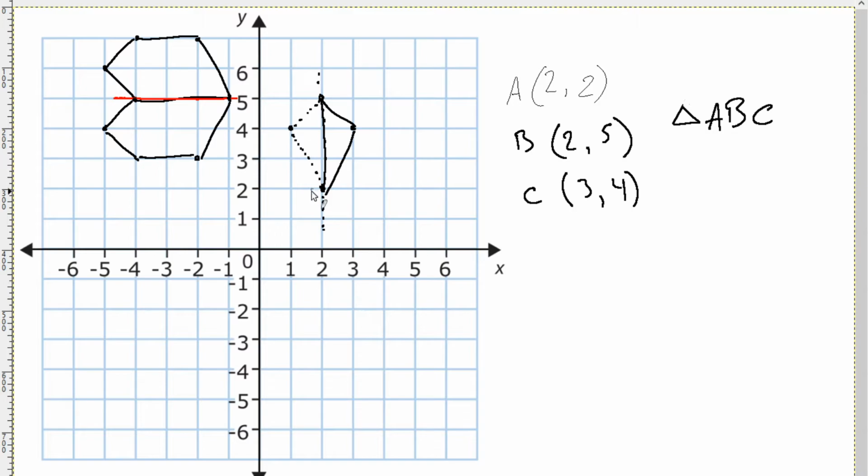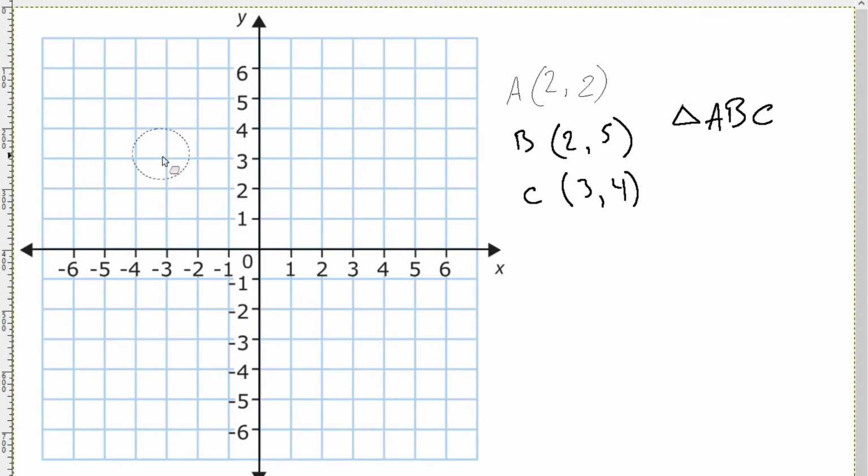So another question, let's erase all of this. Another question you guys will see is one that actually asks you to do lines of reflection, or gives you a line of reflection that you have to work with. So that'll look something like this. Let's do another triangle. Actually, we can just use the same triangle example. That'll make sense. So A is (2, 2). B is (2, 5). And C is (3, 4). Cool.